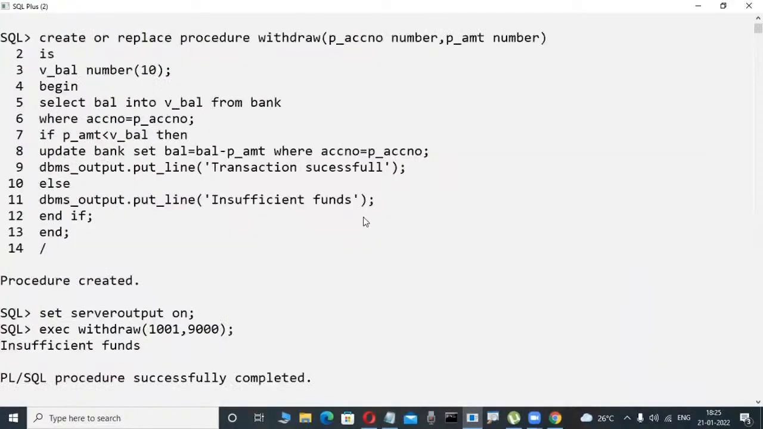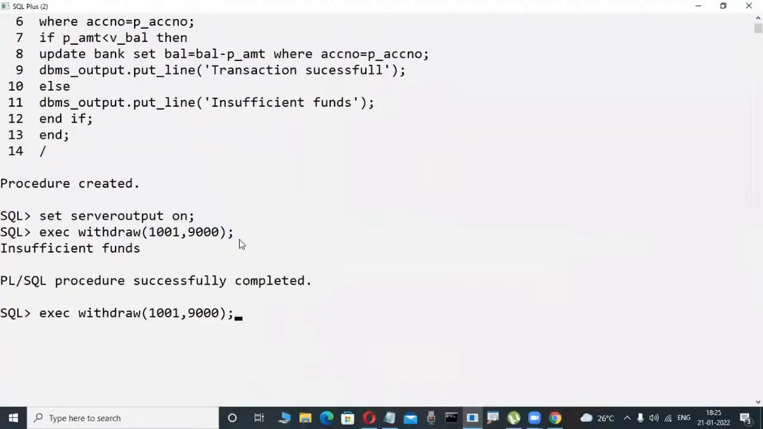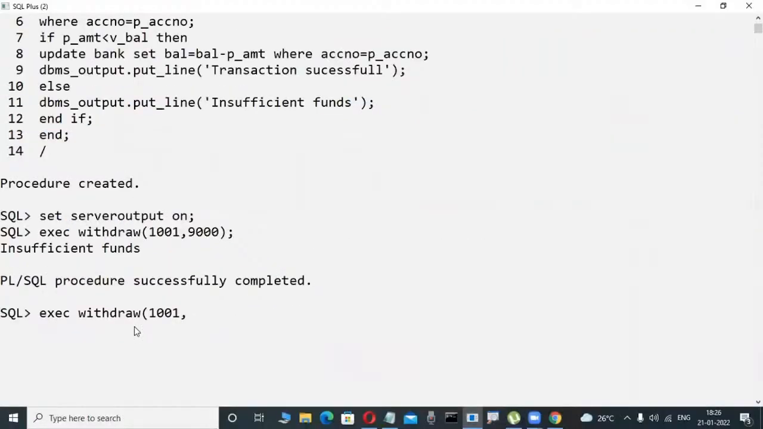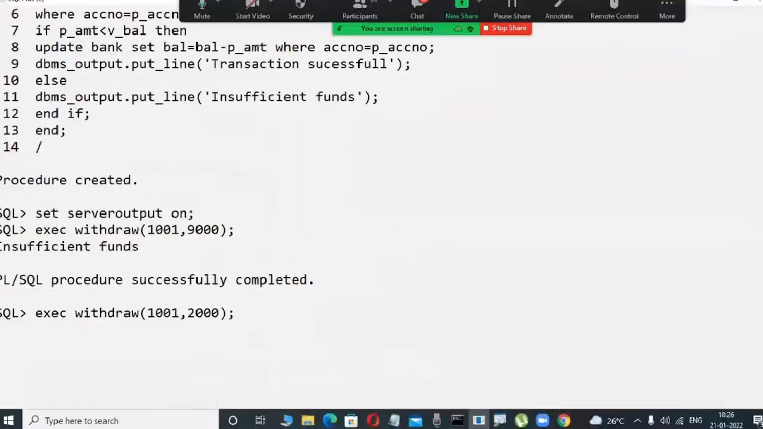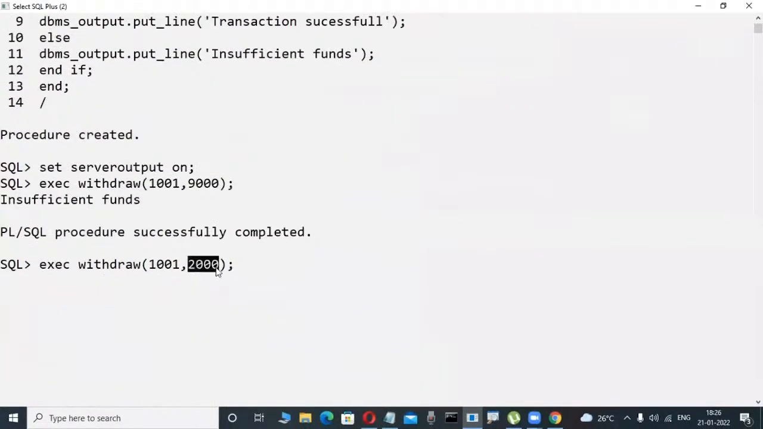For example, in this case, here my balance is 3,000. Now I try to withdraw 2,000 rupees. And now here, check it out. Here, observe it. Now 1001 is my account number. I try to execute again, withdraw. Okay, so now here procedure. Now I try to withdraw 2,000 rupees. Possible? Possible. Why? Because here my balance is 3,000, but I try to withdraw only 2,000.